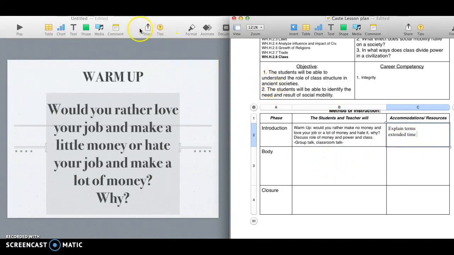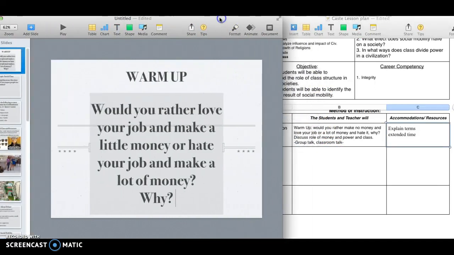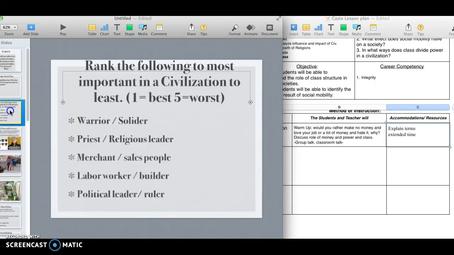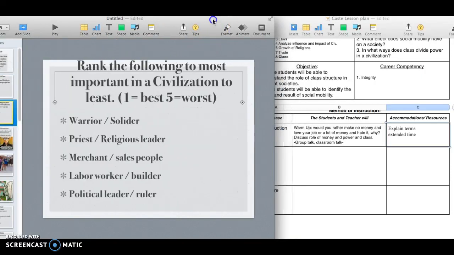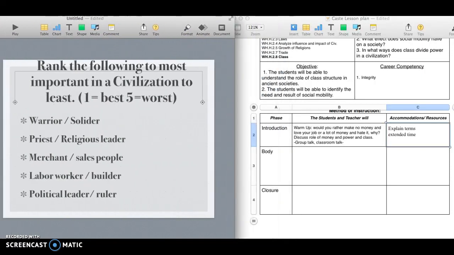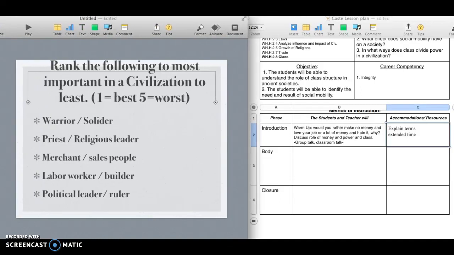All right, so now we've got to get into the body of our lesson. The first thing I would like to do is think about who is doing the teaching. Right now there are two important key terms they need to know: social mobility and social class. So how are you going to introduce those terms? One way you could do it is by doing some sort of group conversation, just to let them act it out before they even know what they're doing.